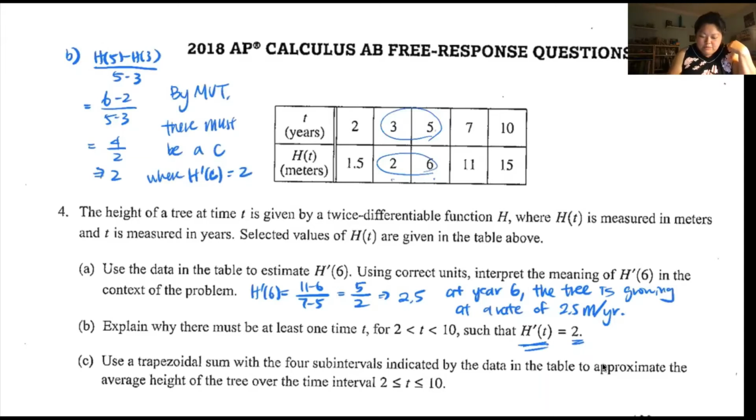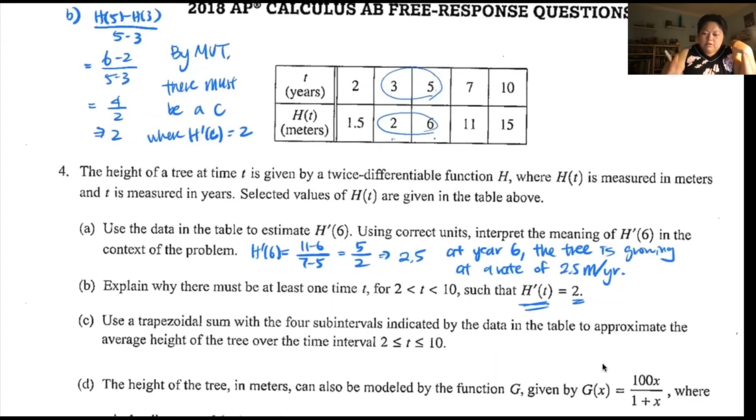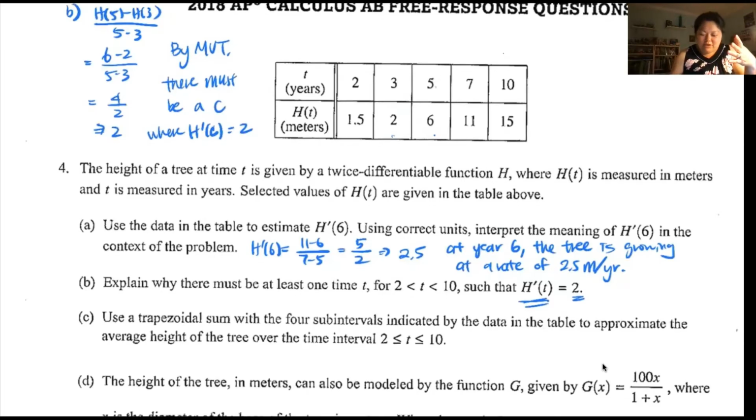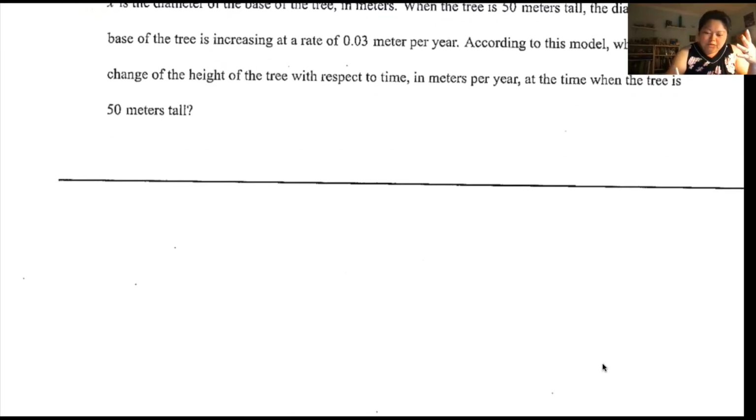All right, moving to part C. Use a trapezoidal sum with 4 subintervals indicated by the data to approximate the average height of the tree over the time interval between 2 and 10 years. So this is the mean value theorem of integrals, right? So we're going to take the area using the trapezoidal rule to approximate it, and then we find the average, right? So let's see if I have more room down here. Yes, part C. I do have to jump back and forth.